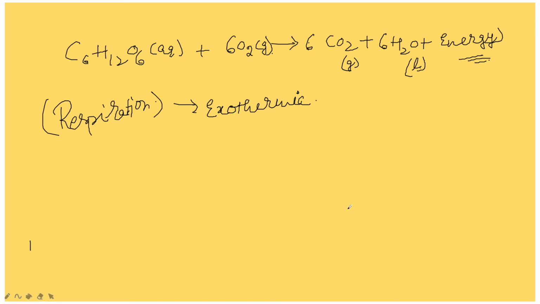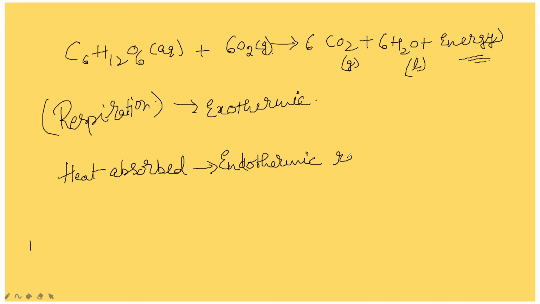The burning of magnesium in air is also an exothermic reaction, where magnesium oxide is forming. A few reactions are ones where heat is absorbed. A reaction where heat is absorbed is called an endothermic reaction.